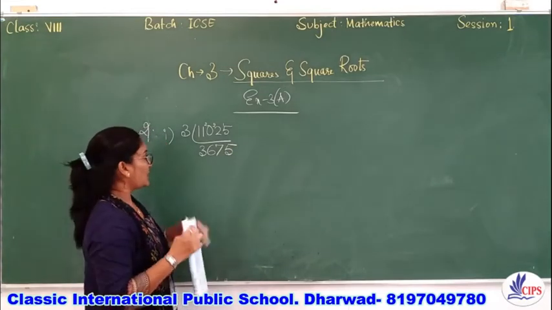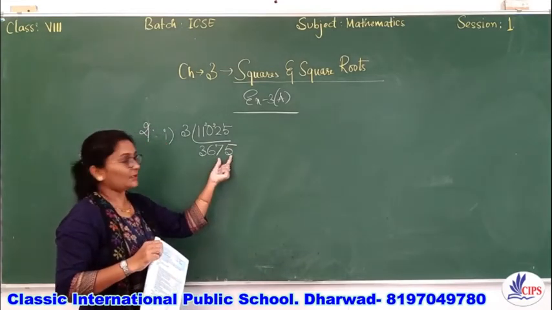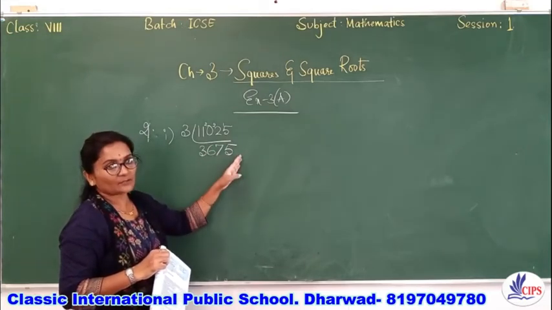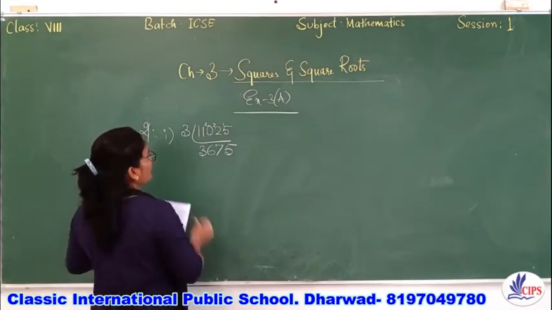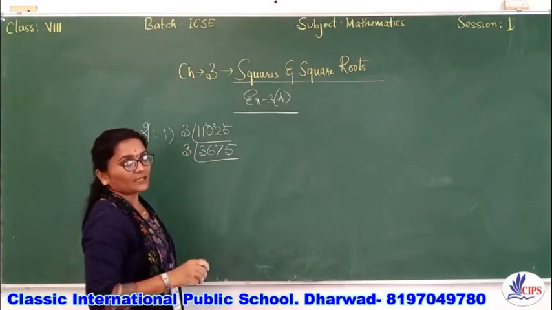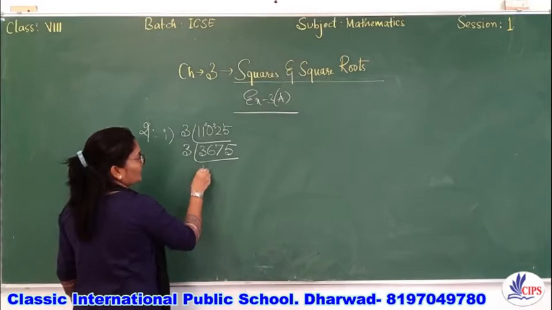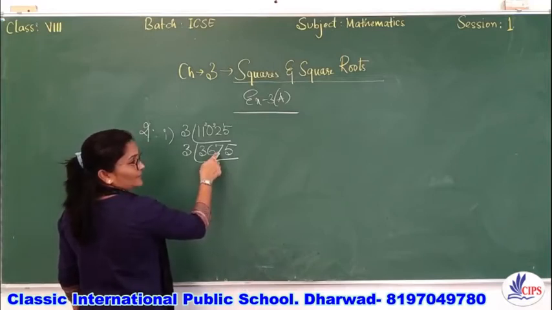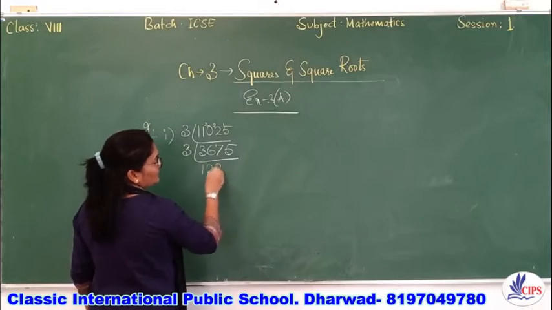Got it? Now check again whether it's divisible by 3. So 3 plus 6 is 9, 9 plus 7 is 16, 16 plus 5 is 21. So again this number is divisible by 3. So I'll start dividing it with 3. So 3 1s are 3, 3 2s are 6. Here we have got 7, 7 is not there. So I'll take 3 2s are 6 and 1 I'll carry here, 3 5s is 15.